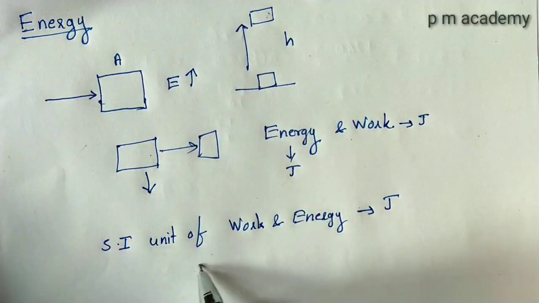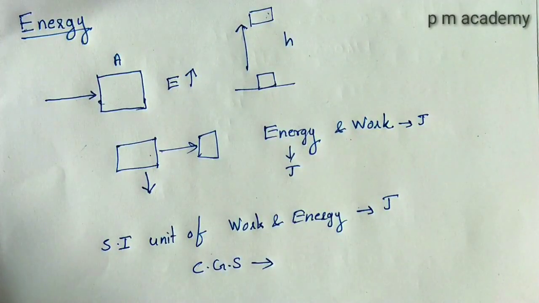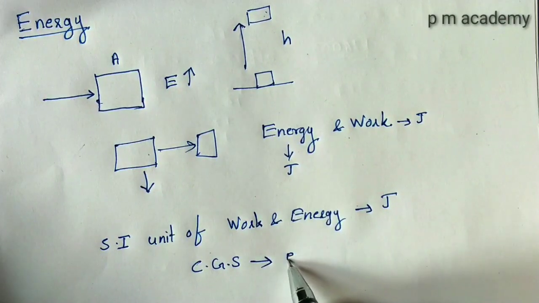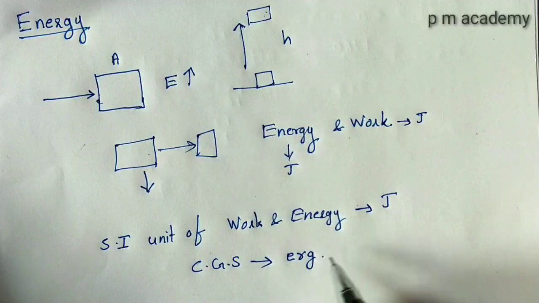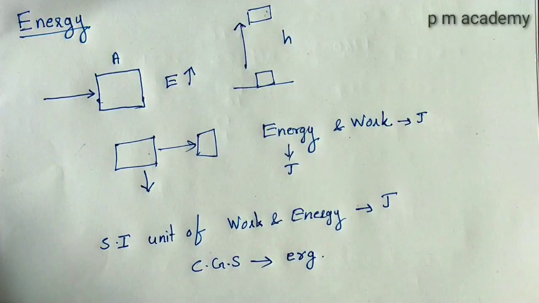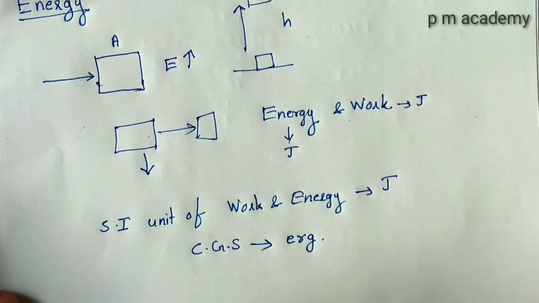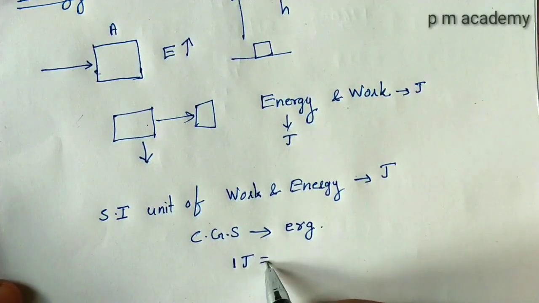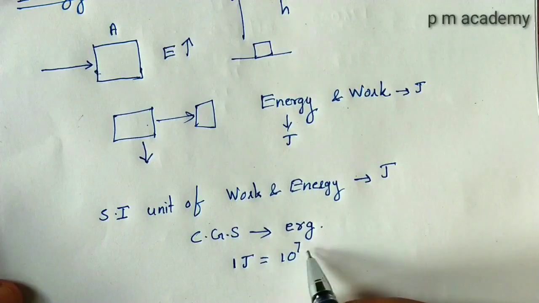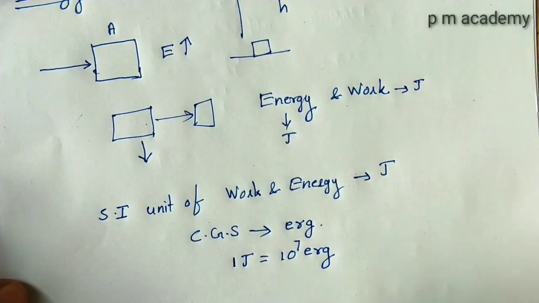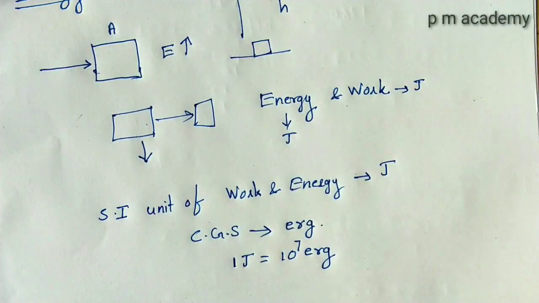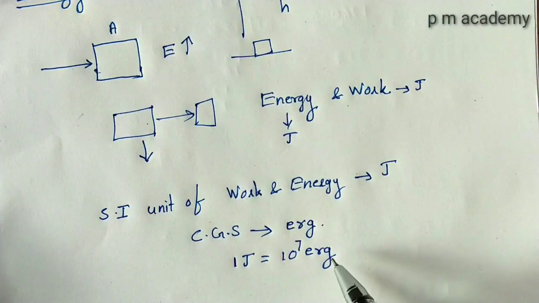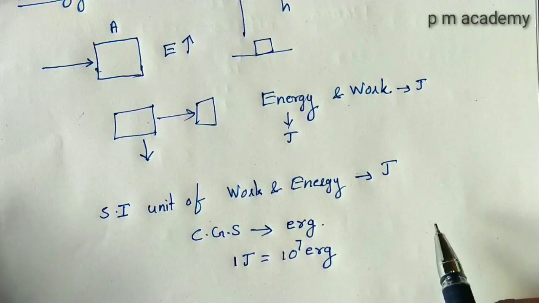Then the CGS units of energy and work are also the same. You know that the CGS unit of work is erg. Therefore, the CGS unit of energy is also erg. What is the relation between joule and erg? 1 joule is equal to 10 raised to 7 erg. Joule and erg are very small units of energy.